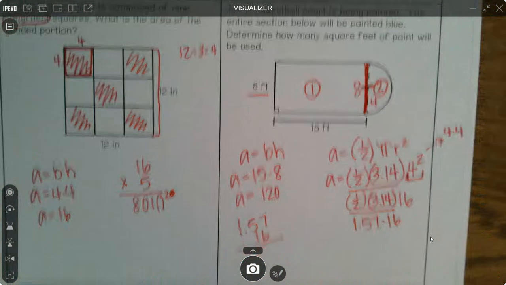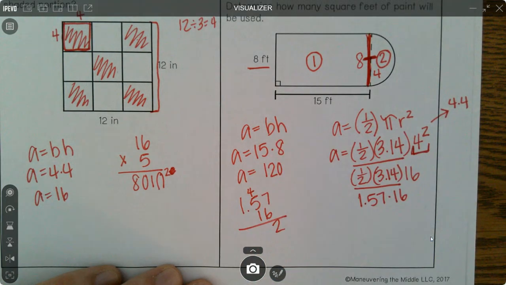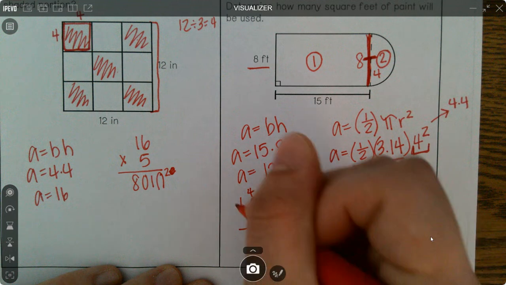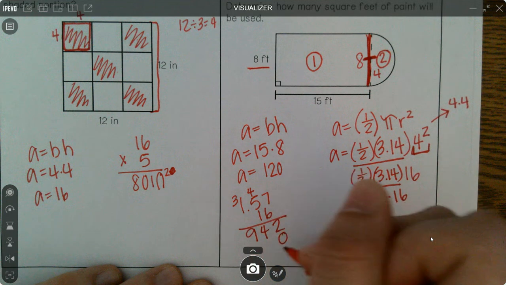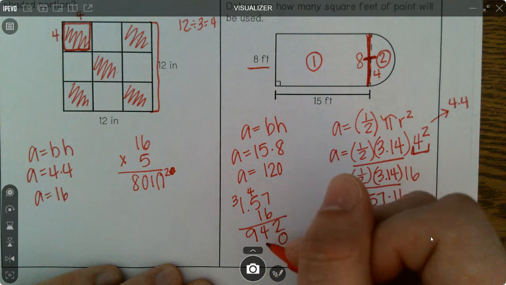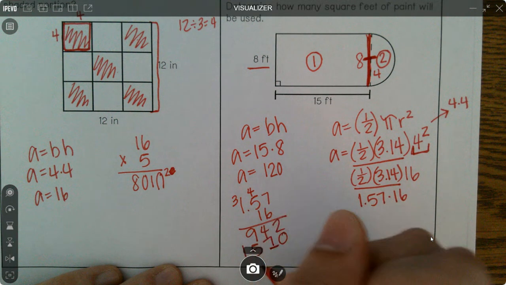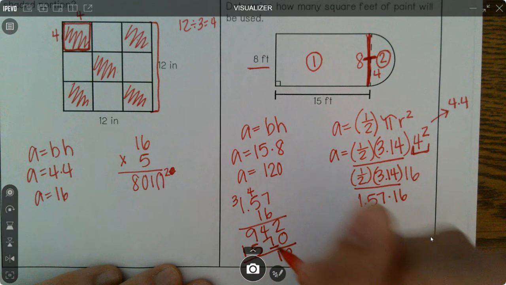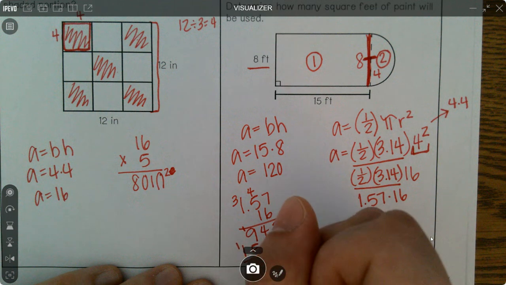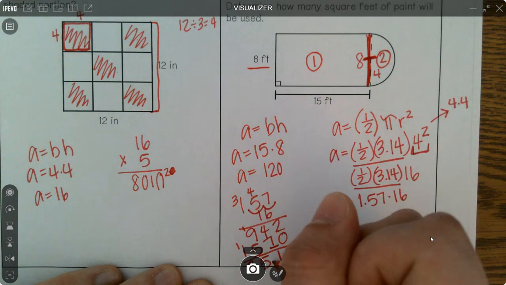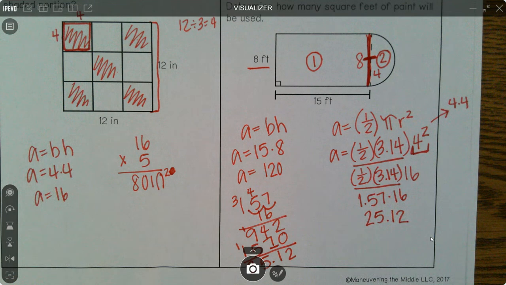So let me take my camera down. 7 times 6 is 42. 5 times 6 is 30 plus 4 is 34. 6 times 1 is 6 plus 3 is 9. Add a 0, my placeholder. 1 times 7 is 7. 5 times 1 is 5. And 1 times 1 is 1. 9 plus 5 is 14. Plus 1 is 15. And when I shift my decimal in twice, I get 25.12.